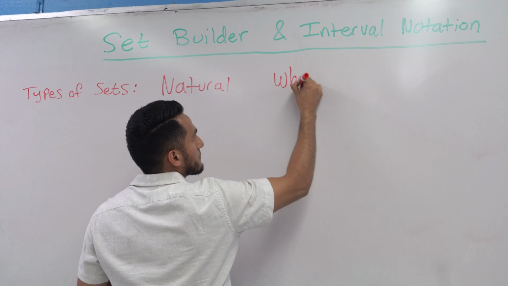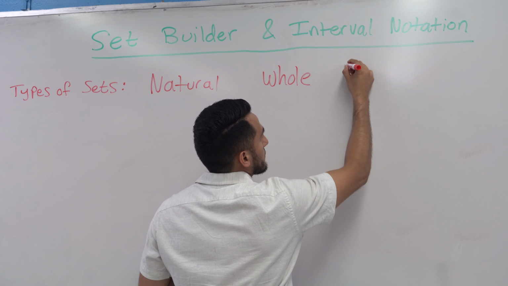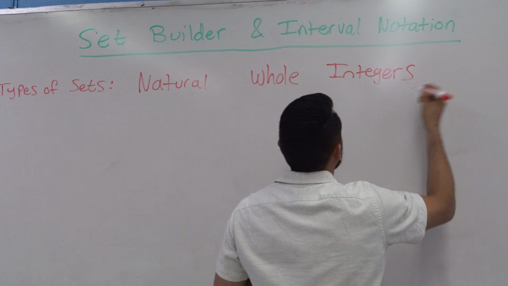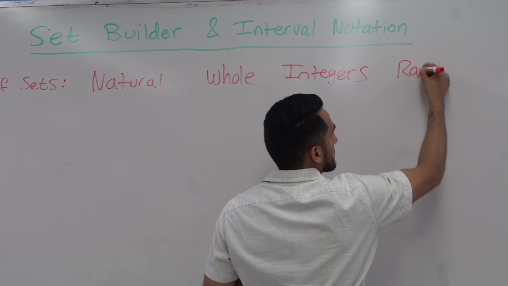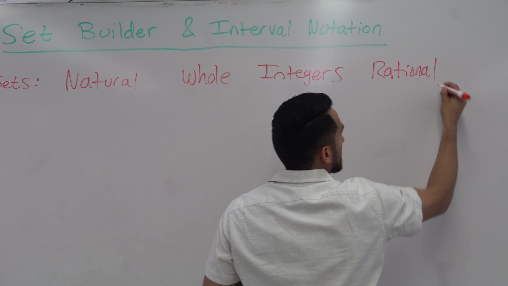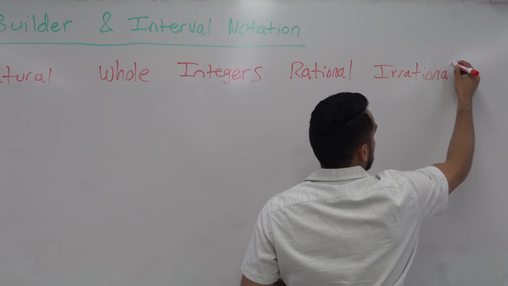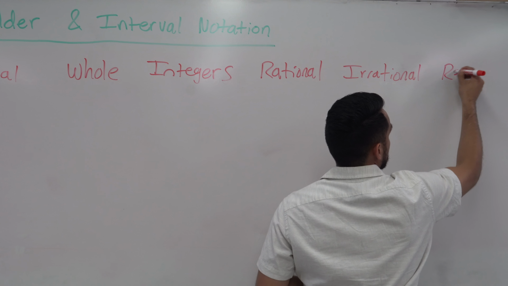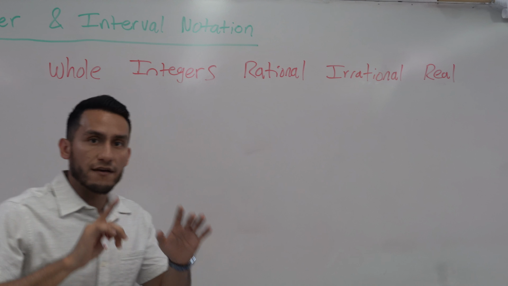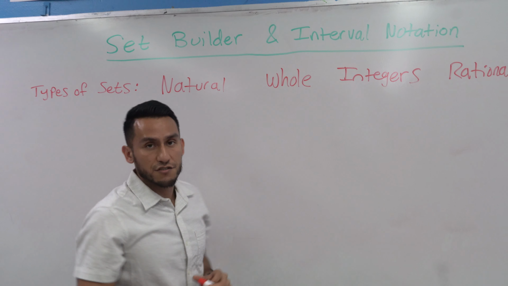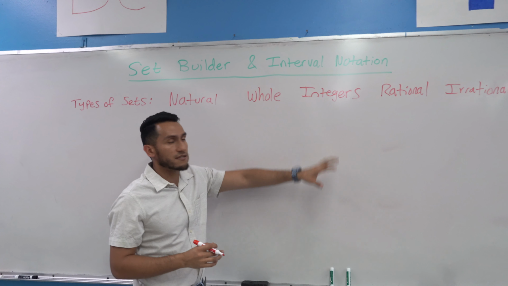the whole, the integers, rational, irrational, and the last one is the real. We have 6 types of number sets that we're going to be talking about. Before jumping into this section, it's important to understand these number sets.